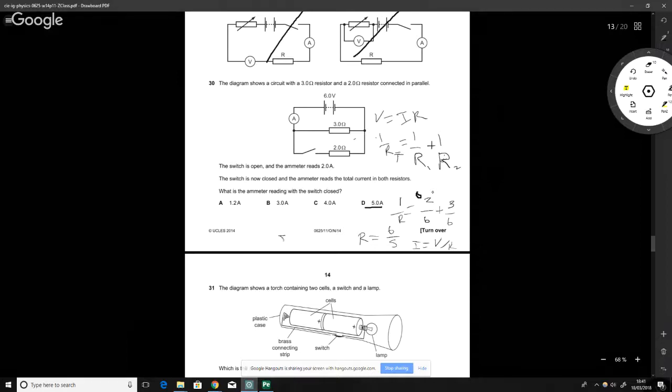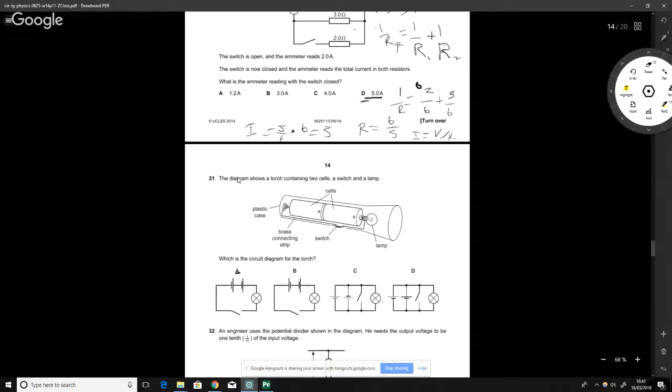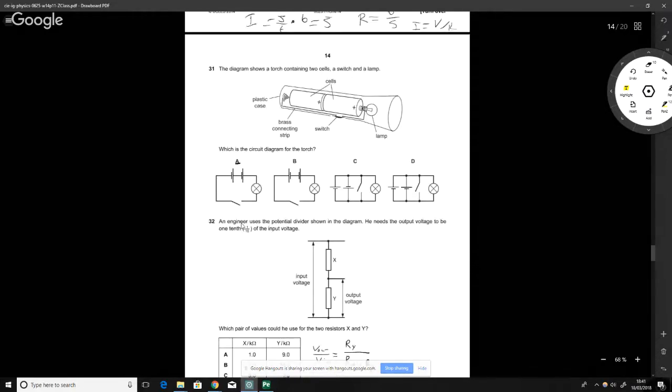So we're going to get 5 over 6 multiplied by 6, current I, which is equal to 5, which is D. All right, so just to sum it up, calculate the resistance in parallel, apply that equation, and you should get the answer.